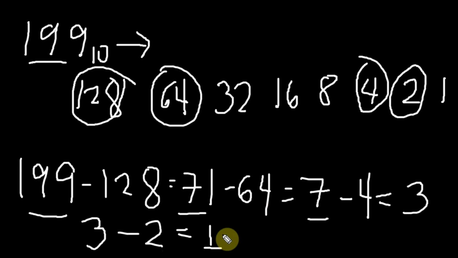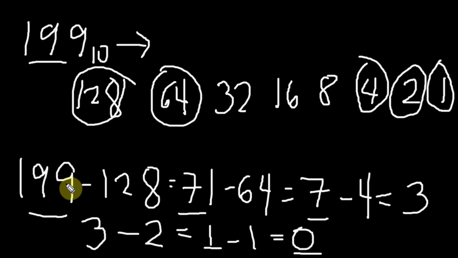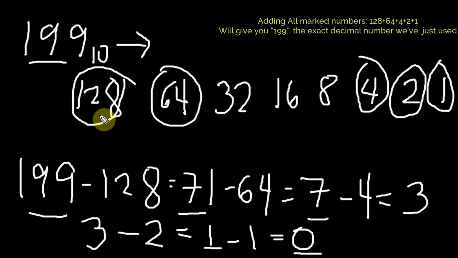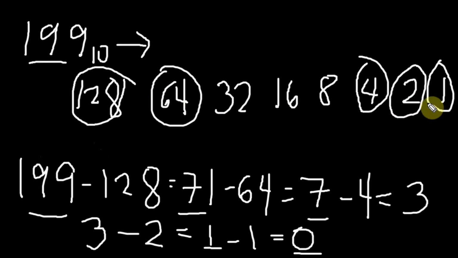Now the obvious subtrahend to 1 is 1. And subtracting 1 from 1 would give us 0. The clear goal here is to subtract the given value using the table until the difference becomes 0. Now as we see here in the table, we have marked values 128, 64, 4, 2, and 1.